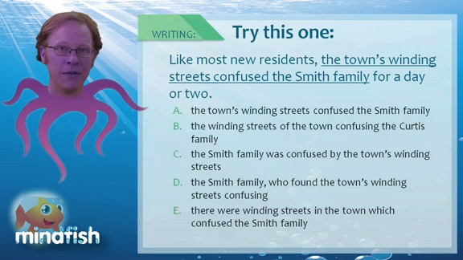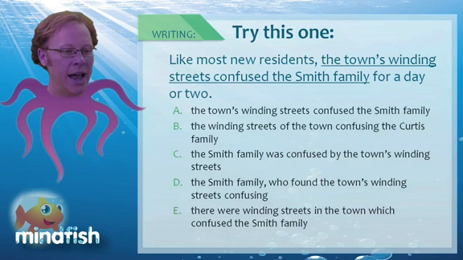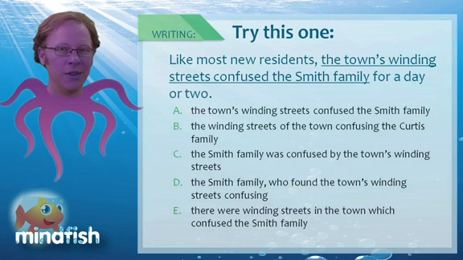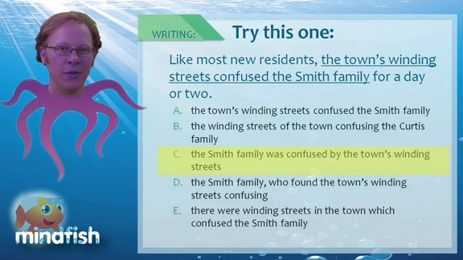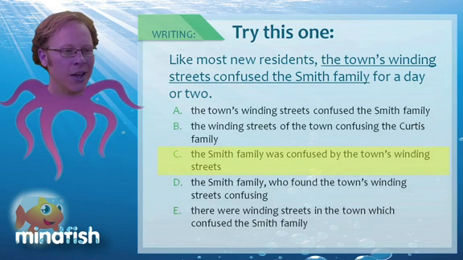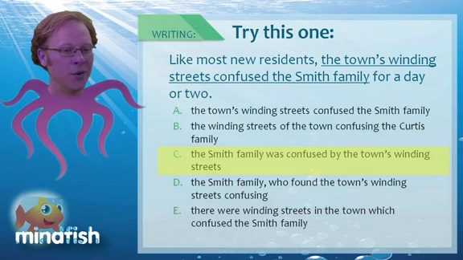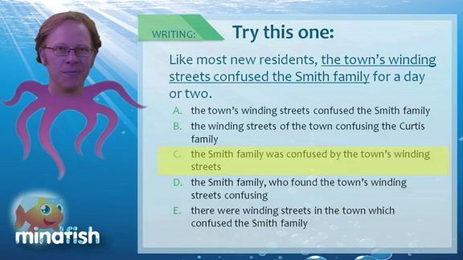Because of this, we can get rid of answers A, B, and E. If you read the sentence with both C and D, I think pretty quickly you'll agree with me that the right answer is C. Let's listen to it and see how much better it sounds. Like most new residents, the Smith family was confused by the town's winding streets. Much better, I think you'll agree.